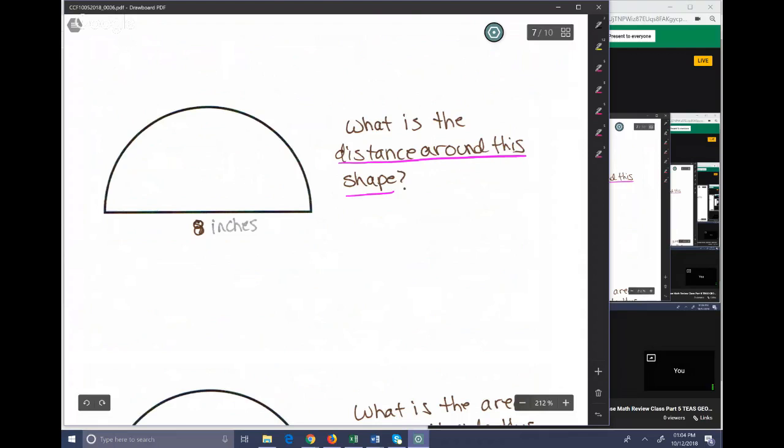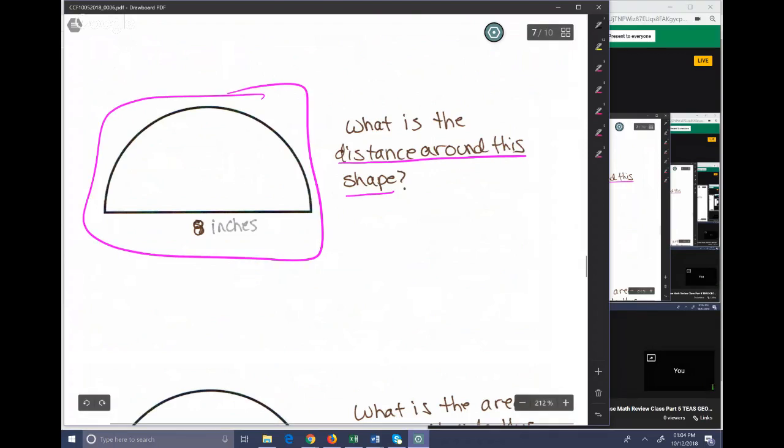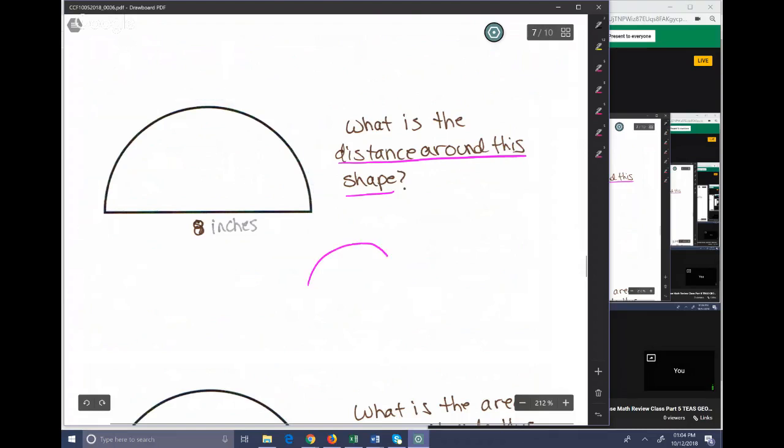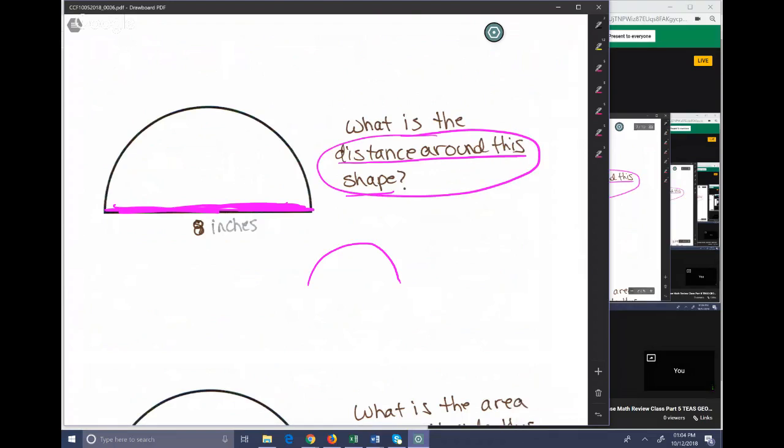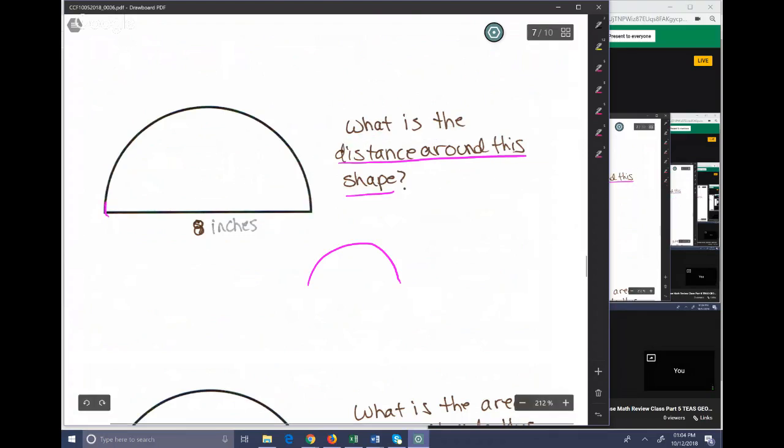Here's the thing about a half circle. There's more in this picture than just half of a circle, because half of a circle looks like that. It doesn't have this. So the reason it says distance around this shape instead of circumference of the half circle is that a half circle circumference would just be this length. So when you find a circumference, you actually are not using that diameter in your final calculation.